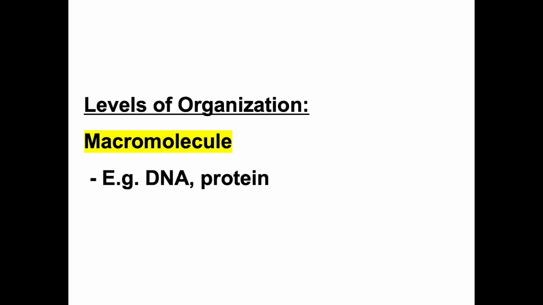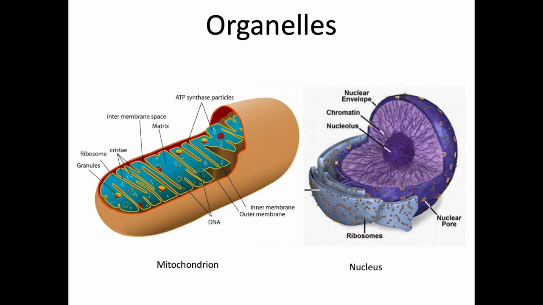Now, if you take a bunch of proteins and DNA and carbohydrates and lipids and other macromolecules, put those together, we can make big, complicated structures called organelles. So here's a mitochondria, and here's a nucleus. These things look like a cell. This is not a cell. This is smaller than a cell. This does not live independently. These are things that you will find within a cell.